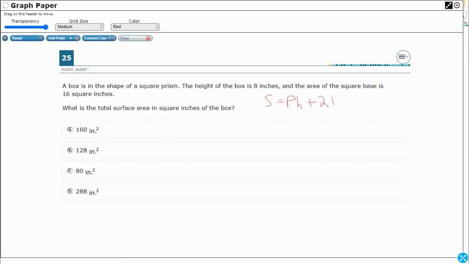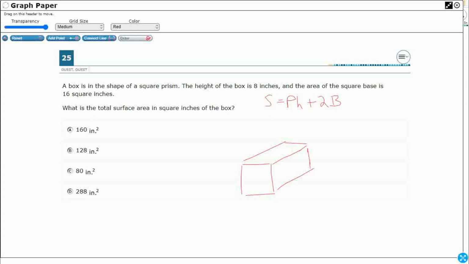Now we still need to interpret that. And we have a box in the shape of a square prism. So let's do this. I'm just going to draw a square prism. It might not be perfect, but it's going to give us at least something visual that we can look at.